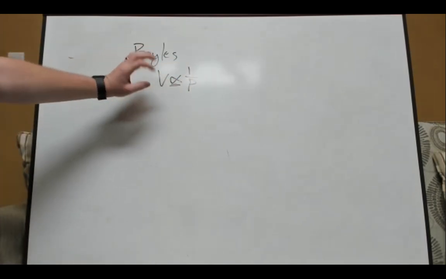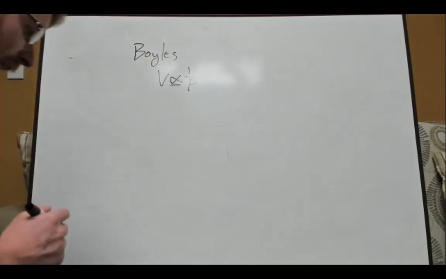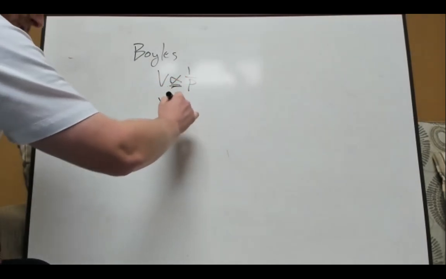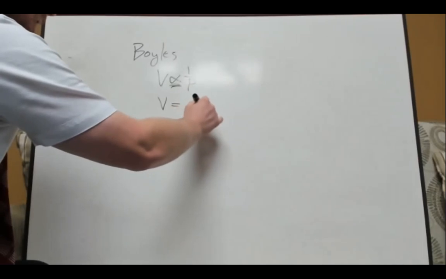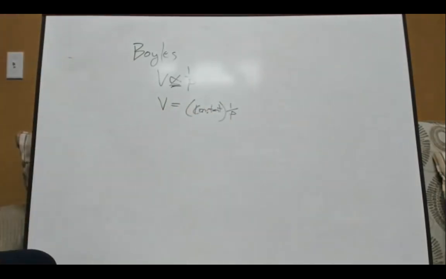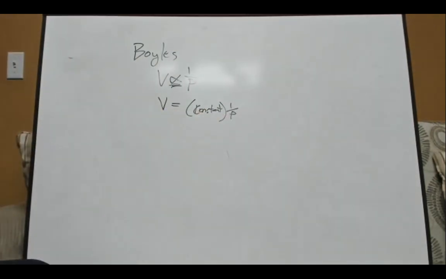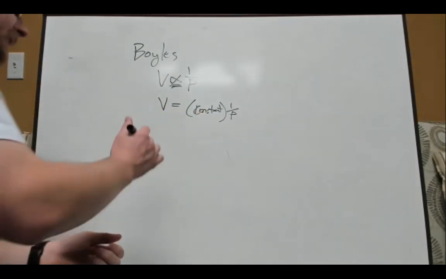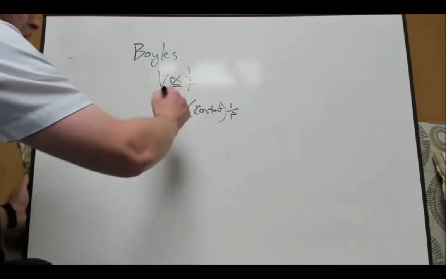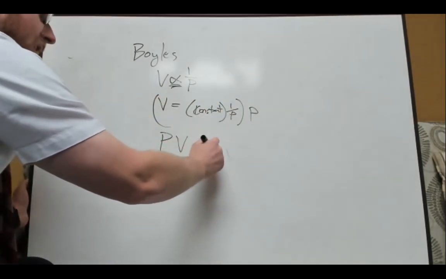As we decrease the volume, we're going to increase the pressure. As we increase the volume, we're going to decrease the pressure. What we can do is make an equal sign of it by multiplying by some constant. So this proportional to, we can change it to an equation by multiplying by some constant. Let's solve for this constant, and you'll see why. We multiply both sides by P. So PV equals some constant.